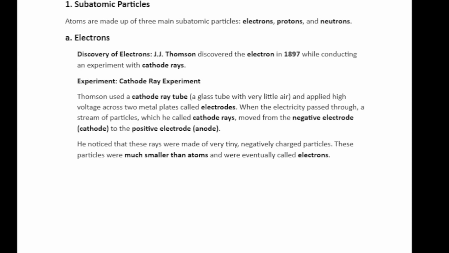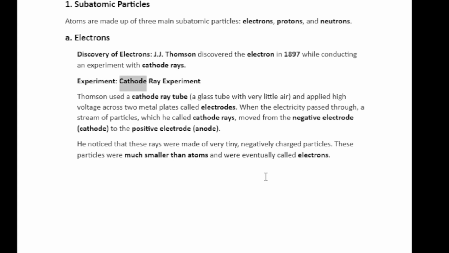1. Subatomic particles. Atoms are made up of three main subatomic particles: electrons, protons, and neutrons. A. Electrons. Discovery of electrons. J. J. Thomson discovered the electron in 1897 while conducting an experiment with cathode rays.